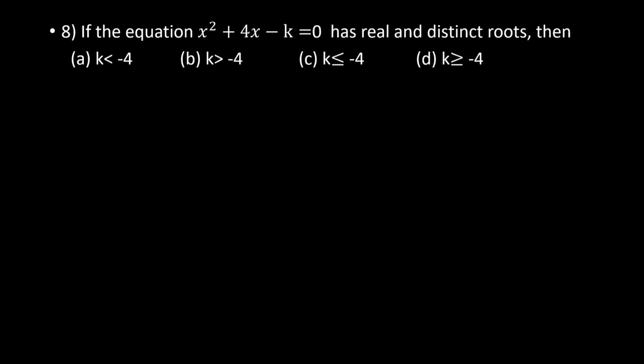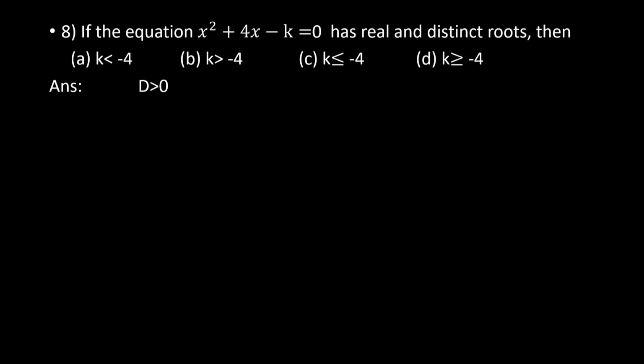The equation x square plus 4x minus k is equal to 0 has real and distinct roots, then the options are k is less than minus 4, k is greater than minus 4, k is less than or equal to minus 4, k is greater than or equal to minus 4. Here we need to check what k is. They said the equation has roots as real and distinct.